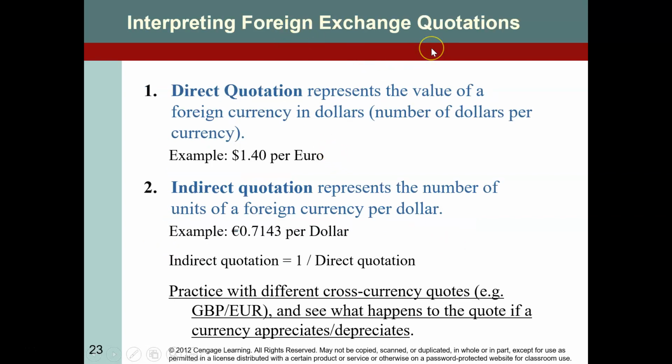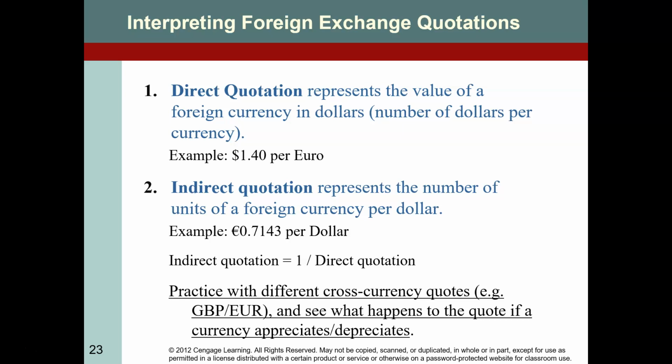Interpreting foreign exchange quotations. There are two ways of interpreting foreign exchange rate. One is direct quotation. It represents the value of a foreign currency in dollars, the number of dollars per currency. For example, it's $1.4 per euro. This is direct quotation, meaning the value of 1 euro is worth $1.4. So we say $1.4 per euro.